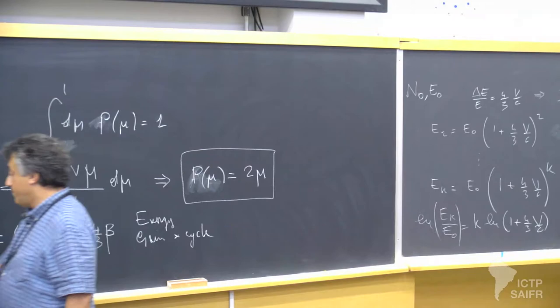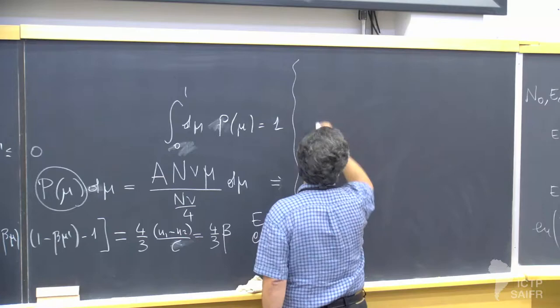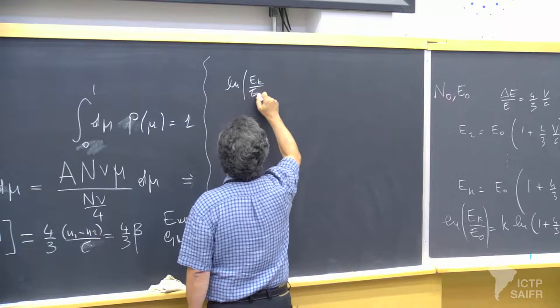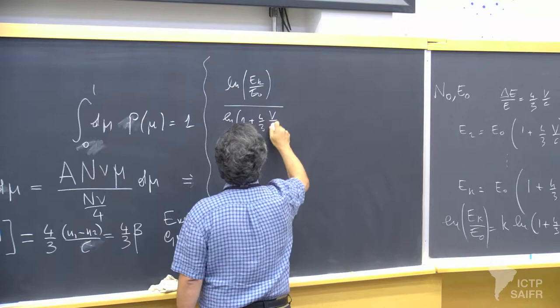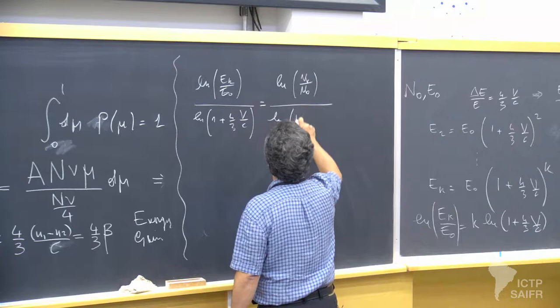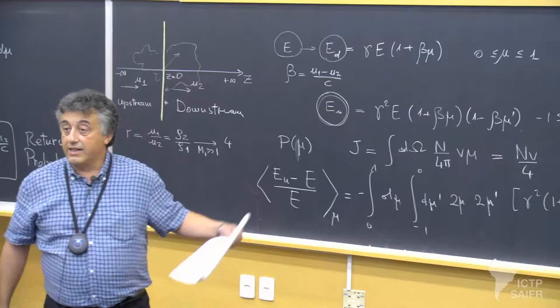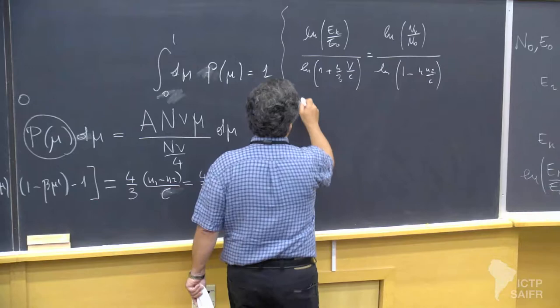From the first, I get that K is the logarithm of Ek over E0 over the logarithm of 1 plus 4 thirds of U over C. But this is also the K derived from here, which is the logarithm of Nk over N0 divided by the logarithm of 1 minus 4U2 over C. Okay? And now the only thing that is left to do is to expand in the limit of U2 over C much less than 1 because we are dealing with non-relativistic shockwaves.